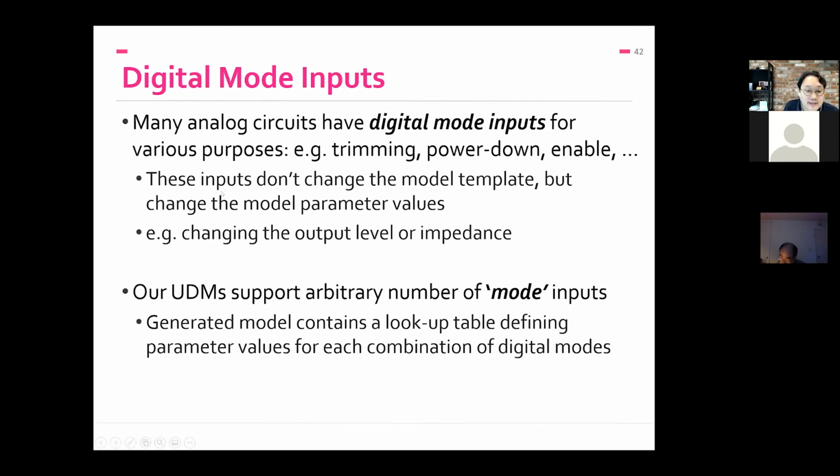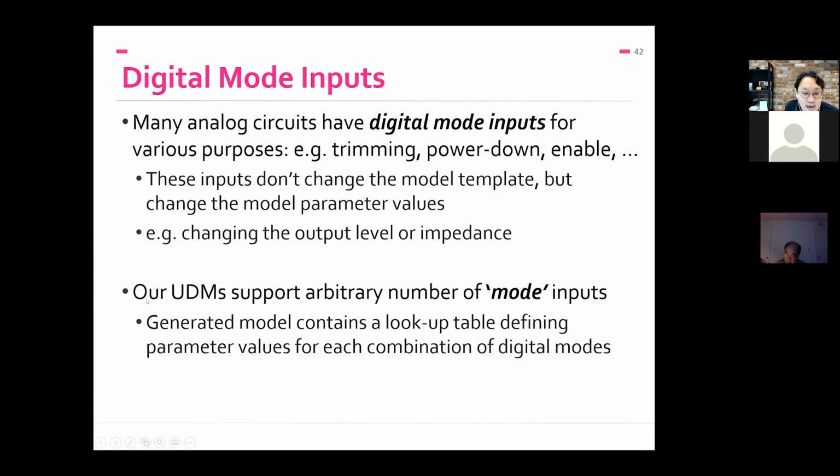And what you notice is that these inputs don't really change the functionality of the circuits. In other words, they don't change the template describing the functionality of the circuit, but rather change the characteristics. In other words, they change the parameter value. For instance, if the trimming bit changes, you're changing the output level produced by the reference circuit. For power down, you're turning that down to 0. Enable, you're producing some finite output or 0, or maybe VDD. So depending on those mode bits, you're just changing the parameter that controls the output level, or sometimes impedance.